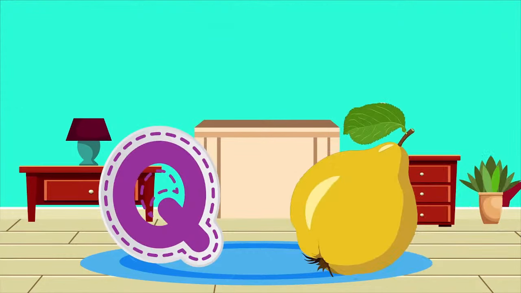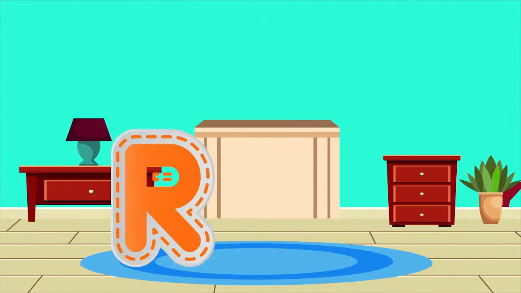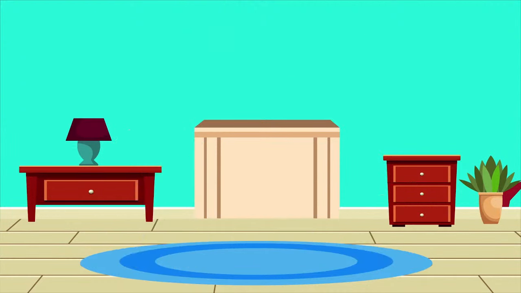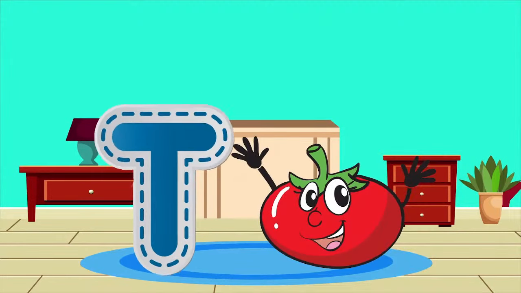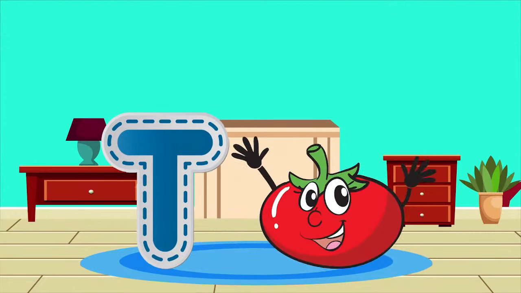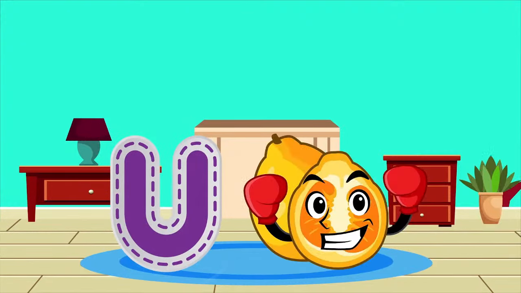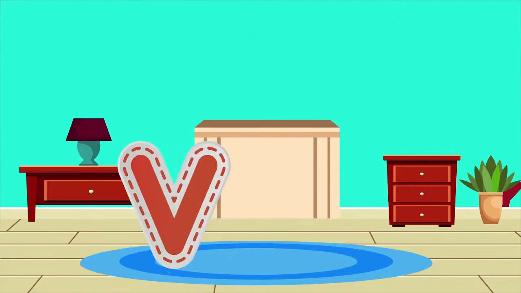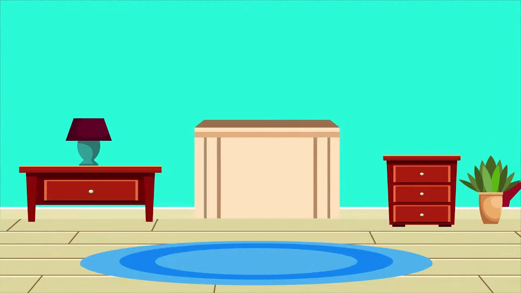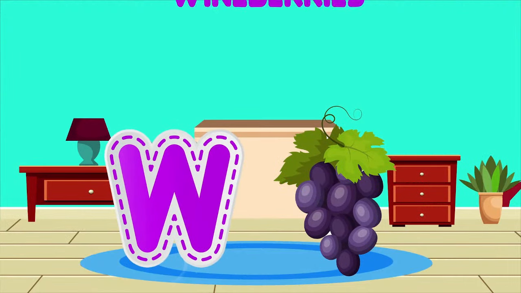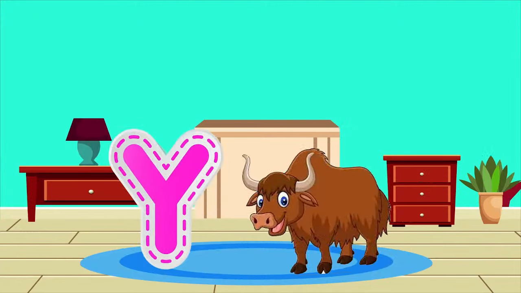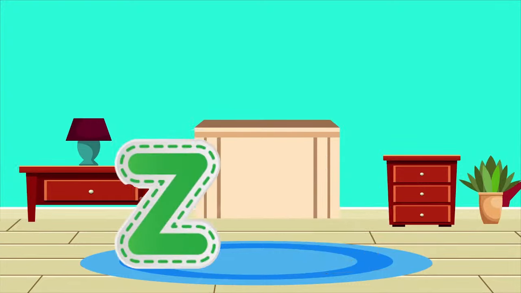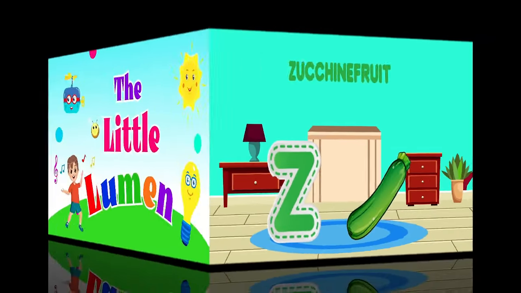Q is for quince. R is for raspberries. S is for sapodilla. T is for tomato. U is for ugli. V is for velvet apple. W is for wineberries. X is Xanthosoma caffra. Y is yam. Z is for zucchini fruit.